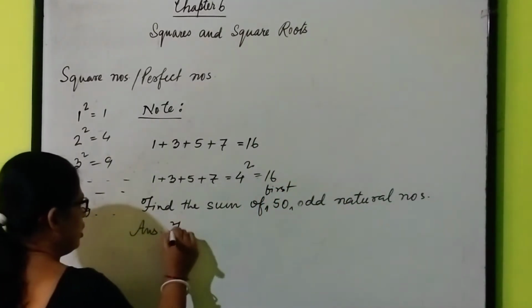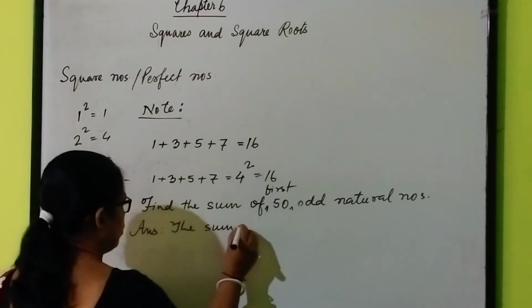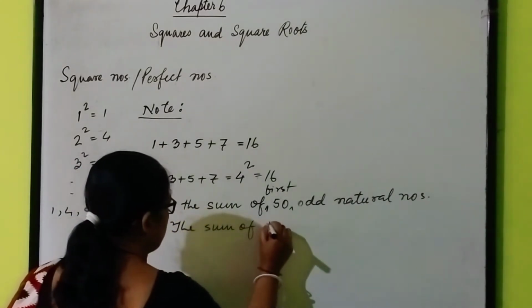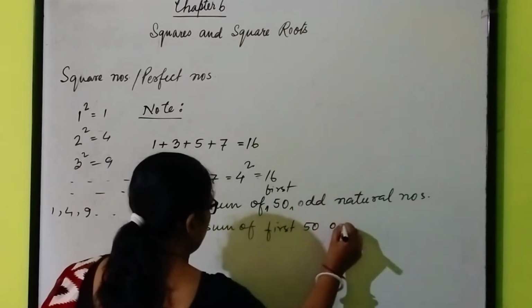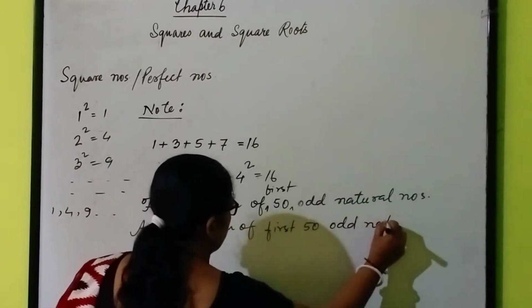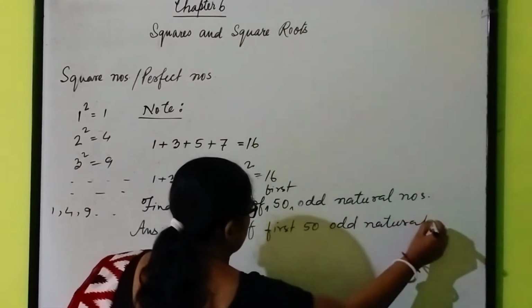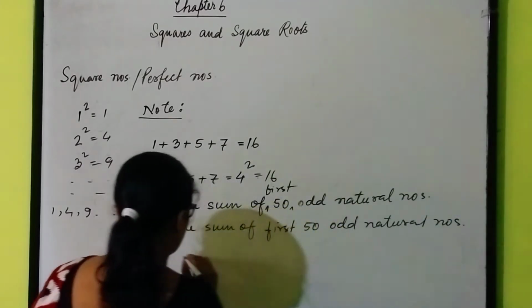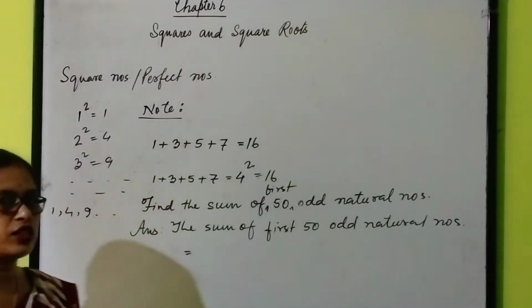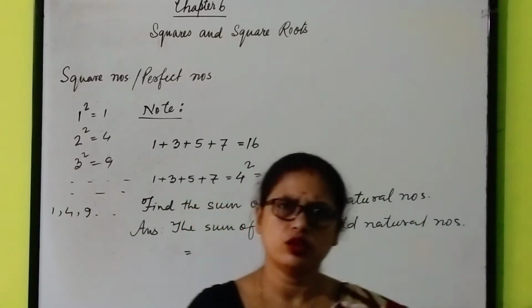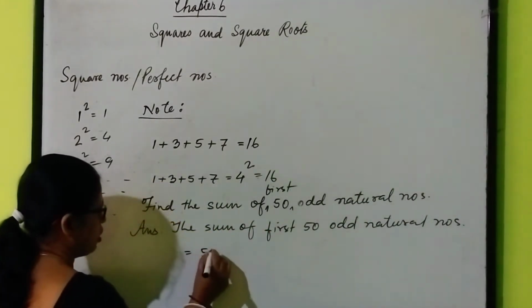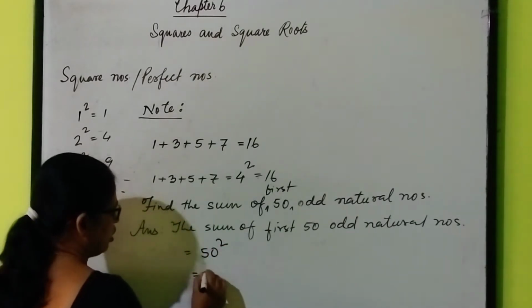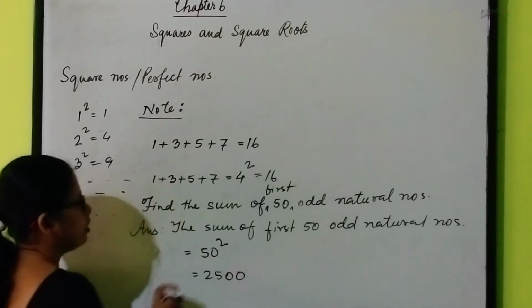So we will write the sum of first 50 odd natural numbers is equal to. Now, will you write 1 plus 3 plus 5 in this way up to 50 terms? No. What we will do? The sum of first 50 odd natural numbers is your 50 square, that is your 2500. In this way, you will find out.